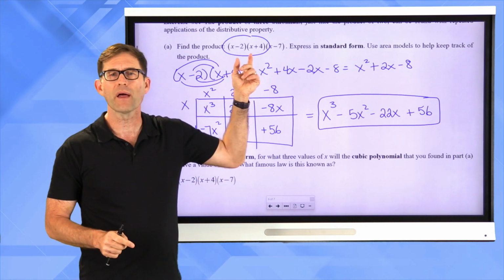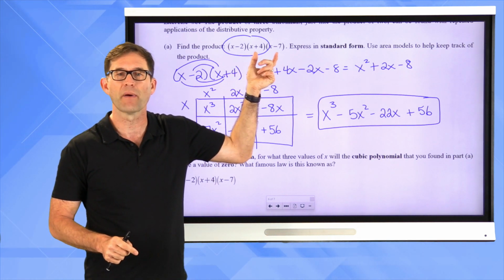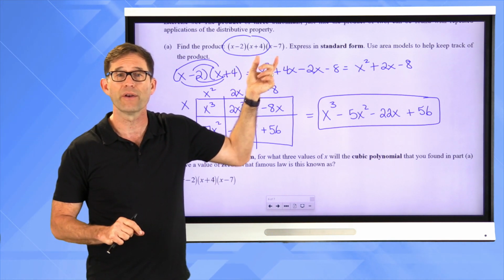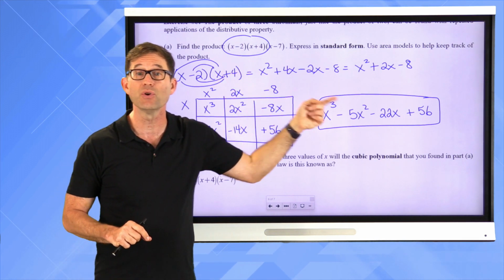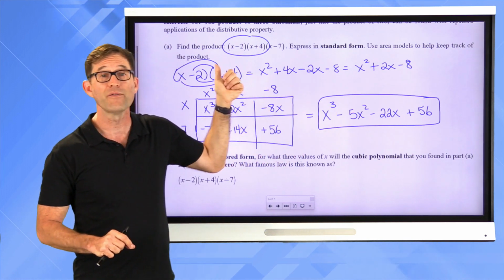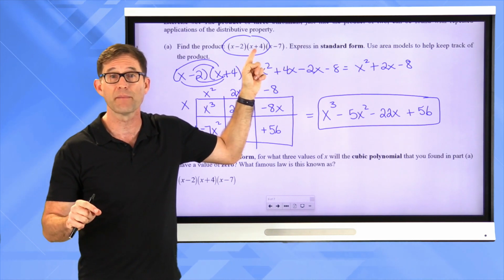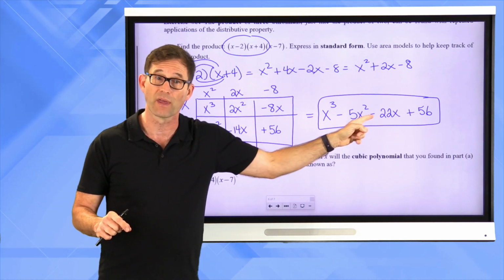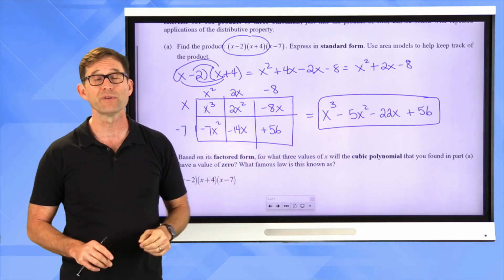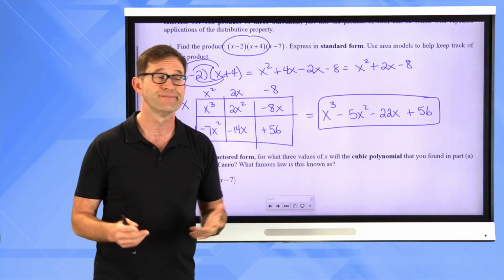If you had said, well, I really want to do x plus 4 times x minus 7 first, get a trinomial and then multiply by x minus 2, you would still get this. Or if you did x minus 2 times x minus 7, got a trinomial and then multiplied by x plus 4, you would still get this. Doesn't matter which two you multiply first.